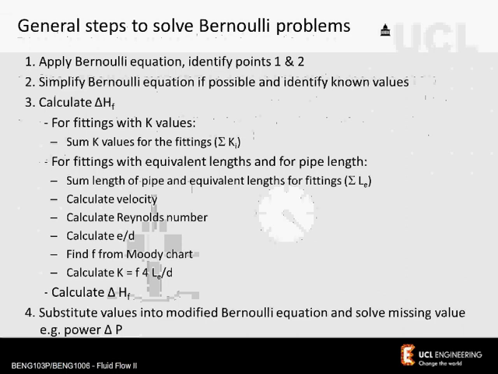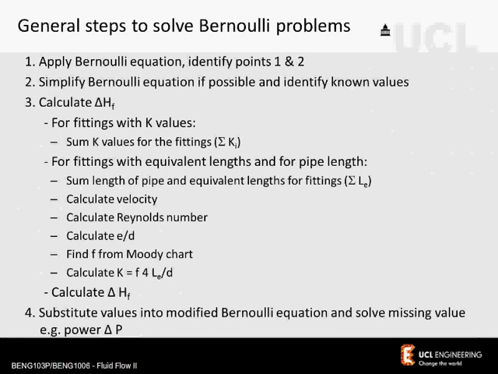So the general steps that you need to follow in order to solve a Bernoulli problem are summarized here. To start with, you need to apply the Bernoulli equation to the system, and you need to identify points 1 and 2. So those are your two reference points that you're interested in for that system. That might be the surface of liquid level in a tank for point 1 and the outlet of a pipe heading into another tank for point 2. The next thing you do is identify where you might be able to simplify the Bernoulli equation. So for example, if both tanks are open to the atmosphere, you can assume that the pressure in both tanks will be atmospheric, and so those terms will cancel out.